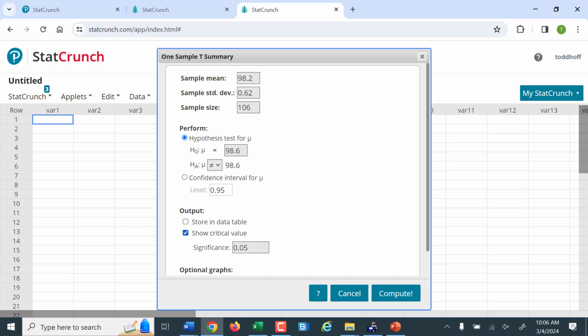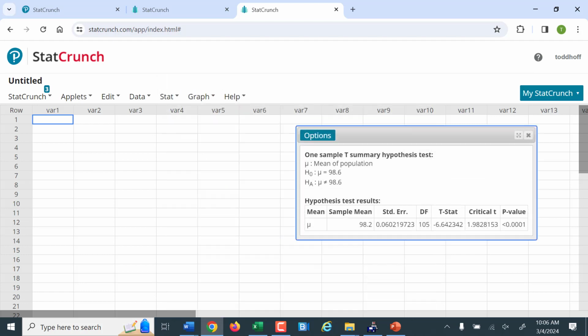Now I'm going to click to show my critical value, level of significance of 0.05. I hit compute. So there's my critical value, 1.983, just like I found. P-value is less than 0.0001, so it's really small. There's the test statistic we found, negative 6.64. It's all right there. Like I said, since StatCrunch is available right in my MyMathLab for this course, it's probably the simplest way to go about doing these.